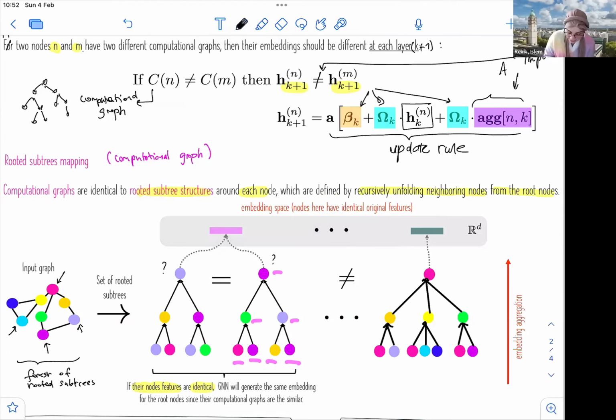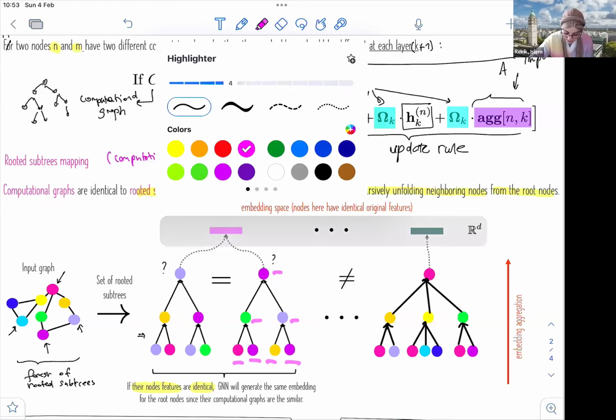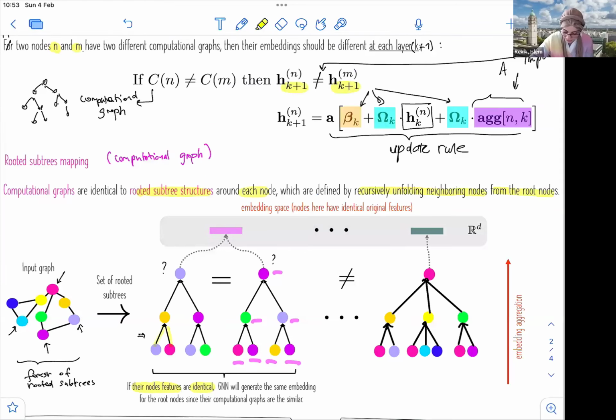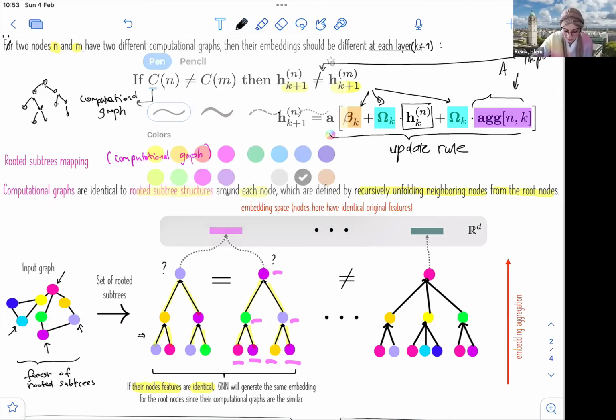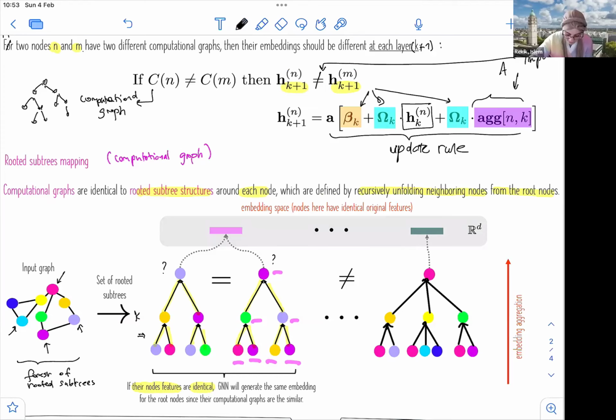For identical embeddings, this statement is true because here you have exactly the same topology, the same subtree structure, with the same degree of node distribution across different layers: layer k equals 1, k equals 2, etc. As you aggregate, of course, you get similar embeddings if you have similar input embeddings. So these two root nodes will map onto the same embedding because they are similar.